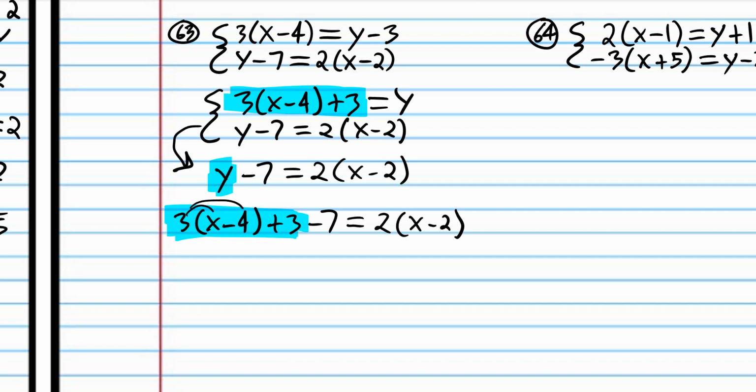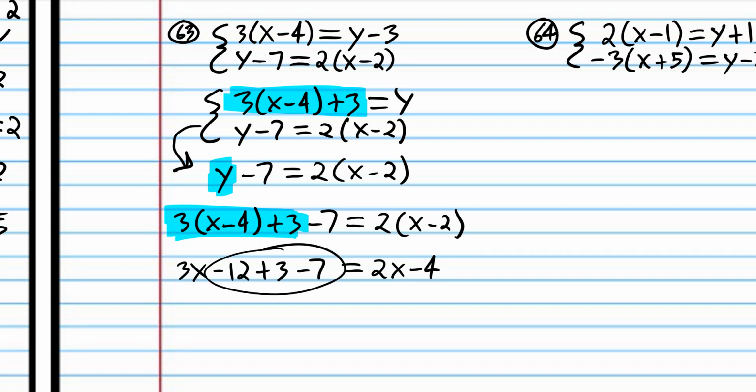3 times x is 3x. 3 times negative 4 is negative 12. Then you can just rewrite the other parts. 2 times x is 2x. 2 times negative 2 is negative 4. So now we're going to combine all of these. Before you start putting stuff on other sides of the equation, combine. Negative 12 plus 3 is negative 9. Negative 9 plus negative 7 is negative 16.